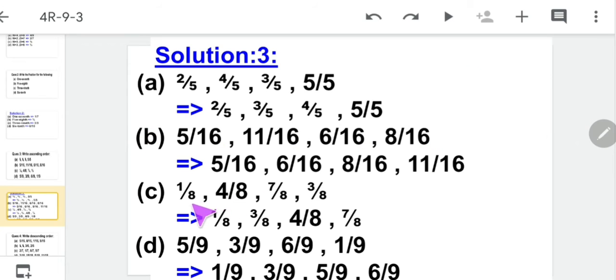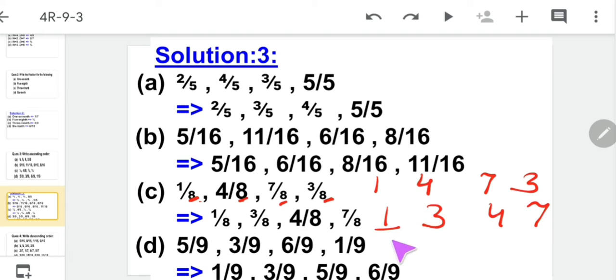Now the third one is, we have denominator 8 in all the 4 fractions. So we have to focus only on numerator which are 1, 4, 7 and 3. Now place them according to their ascending order. So it will be 1, 3, 4, 7. Now place 8 in its denominator. So it will become like this. So this is the ascending order for this fraction.